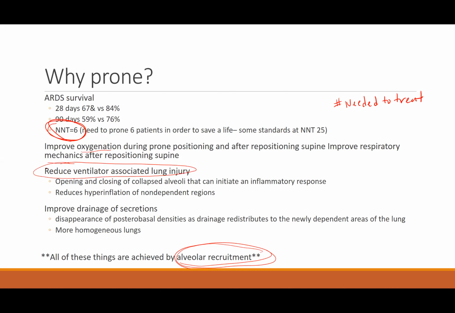So not only are we doing a better job with their gas exchange, but we are putting less stress on the lungs, which will allow them to actually do their job and eventually heal. And so that's really what we're looking at. The other thing that happens when we prone people, and this is part of that alveolar recruitment, is when we turn somebody from a supine to a proned position, a lot of those posterior basal densities start to redistribute, and they go into the newly dependent area of the lungs and create a more homogeneous picture. So let's look at what that looks like.